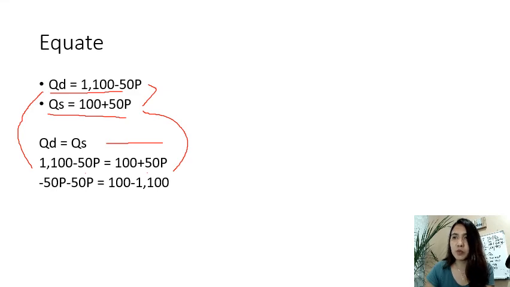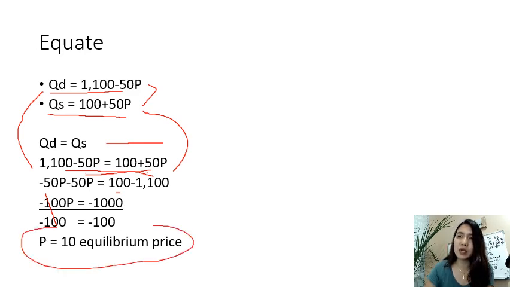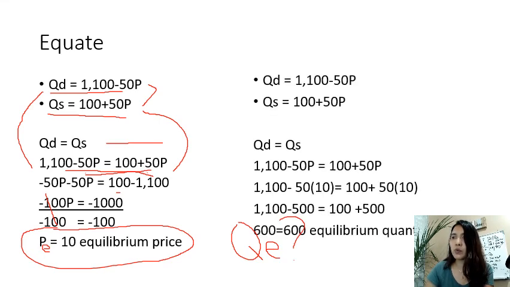So negative 50P, when you transpose this, it becomes negative. And then the 100 retained, when you transpose it to the other side, it becomes negative. So you now have negative 100P is equal to negative 1000. So to get the value of P, you have to divide both sides by 100. So P now is equal to 10. That's your equilibrium price. So this is the price that has been agreed by the buyers and the sellers. The question is, if this is the equilibrium price, P sub E, then how much now is the equilibrium quantity?